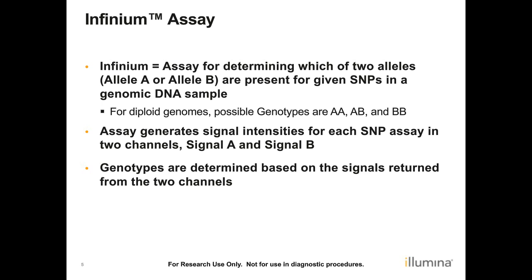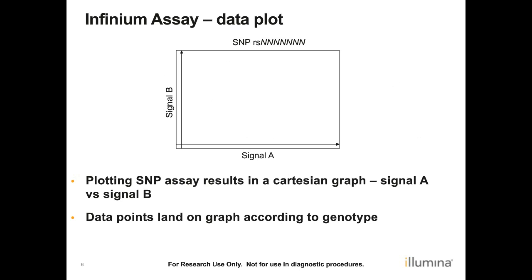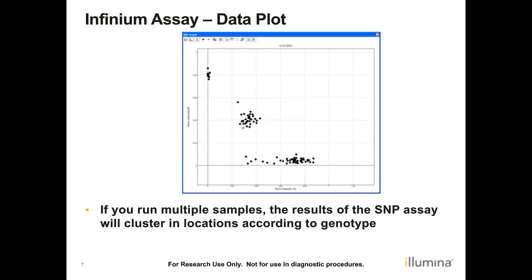If you were to look at a SNP result in a Cartesian graph, signal A on the x-axis, signal B on the y-axis, genotype AA would yield signal from the signal A channel and none from signal B. And genotype BB would similarly yield signal from the signal B channel only. Heterozygous genotype would yield signal from both channels. If you plotted multiple samples in an assay, you would see that these samples would tend to cluster in the same positions on this plot.